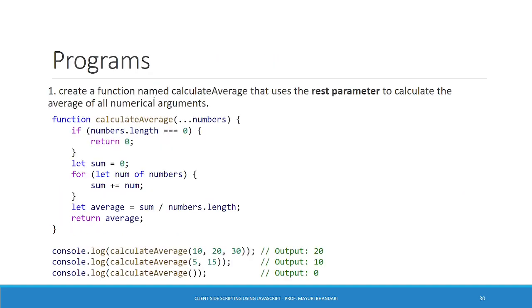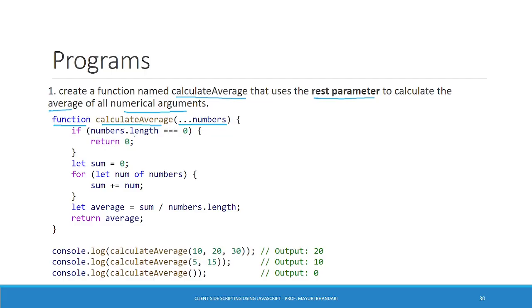The first program is to create a function named calculateAverage that uses rest parameter to calculate average of all numerical arguments. In the example of rest parameters, we have seen how to calculate sum of all the arguments. Here we just have to calculate average. So let us define a function calculateAverage. Here we are using function declaration. We have to use rest parameter, so here I have specified one parameter with 3 dots.